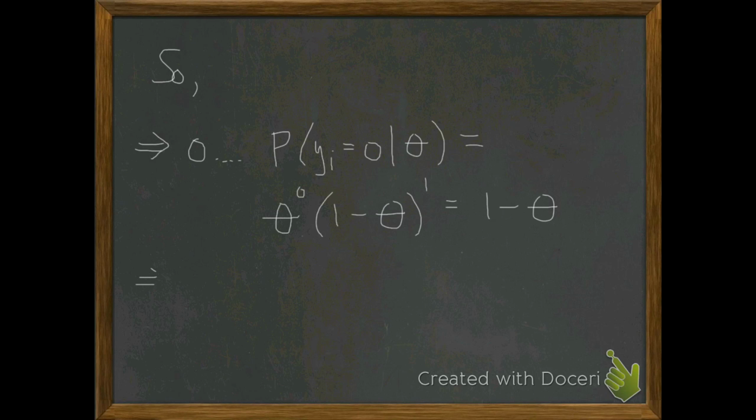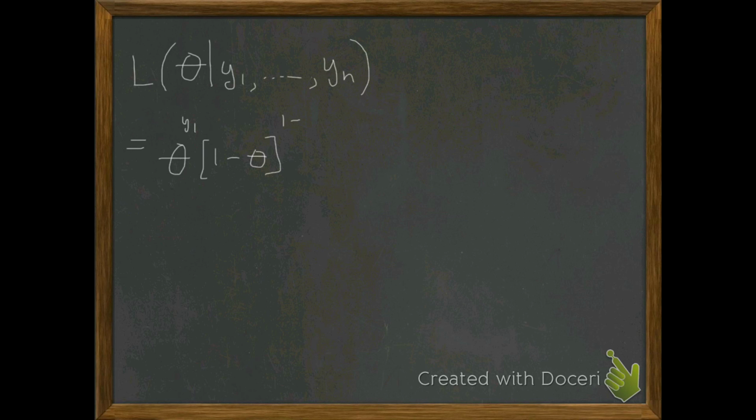And when we observe an error, for the y sub i's that are equal to 1, given our parameter, we have just theta. So let's go on to the next screen.